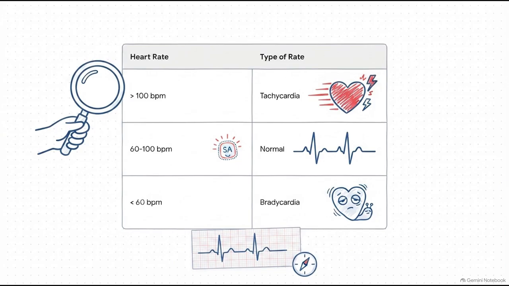So a normal adult heart rate, which is driven beautifully by the heart's natural pacemaker, the SA node, sits comfortably in that sweet spot between 60 and 100 beats per minute. If it's racing greater than 100, that's tachycardia. Sluggish, dipping below 60, we call that bradycardia. But here's the thing, the rate alone doesn't actually tell us why the heart is behaving this way. For that, we really need to look at the rhythm.